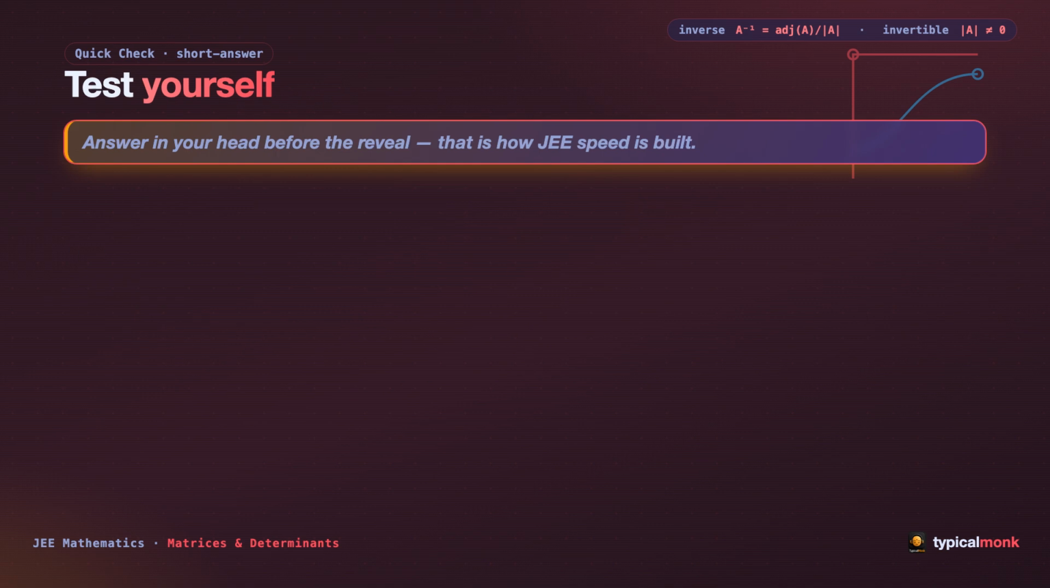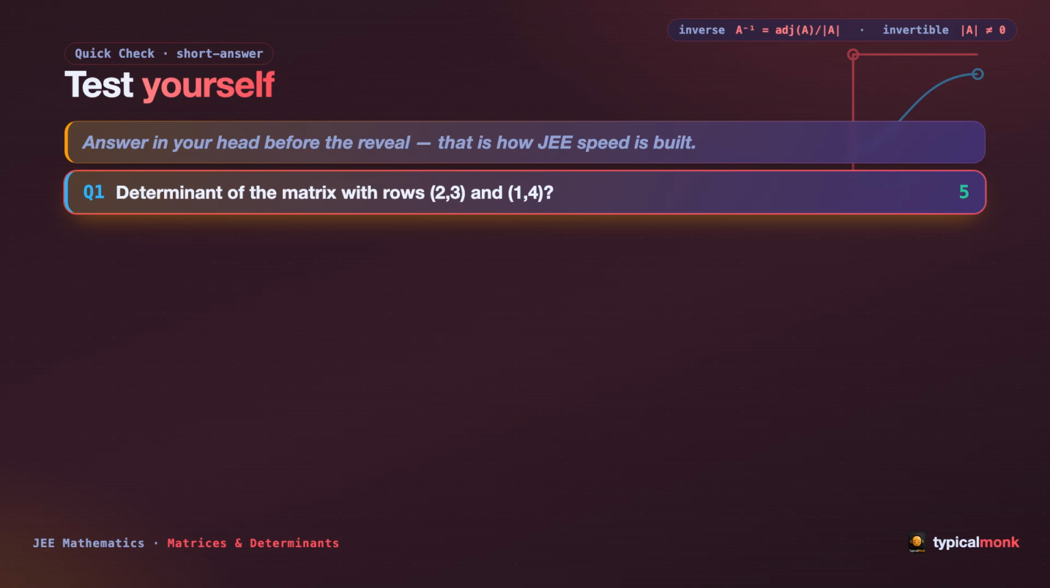Time to test yourself, rapid fire. Here is the rule. I ask, you answer in your head before the reveal. No pen, no paper, just the ideas you built today. Question 1. What is the determinant of the matrix with rows 2, 3 and 1, 4? 2 times 4 minus 3 times 1, 5.